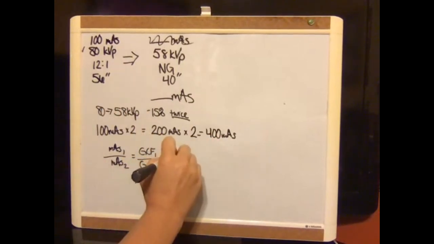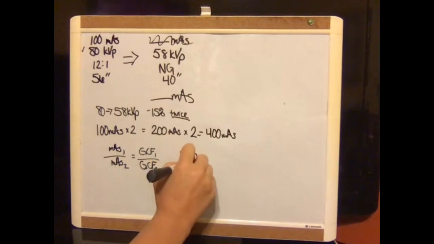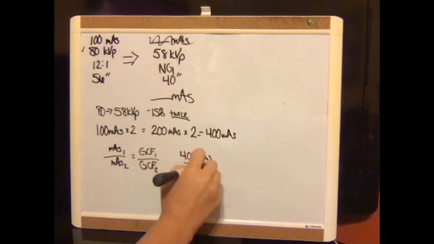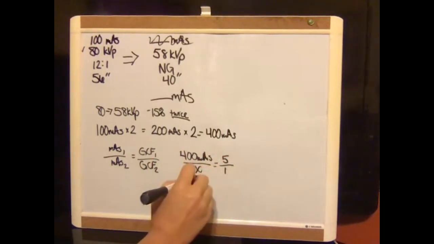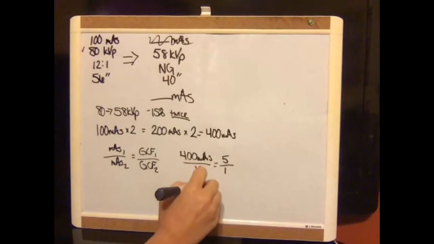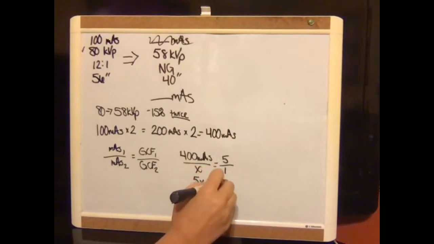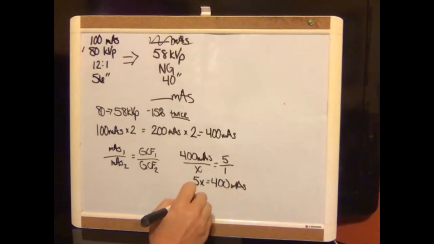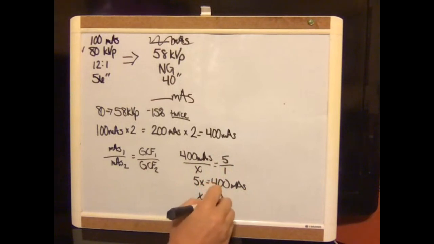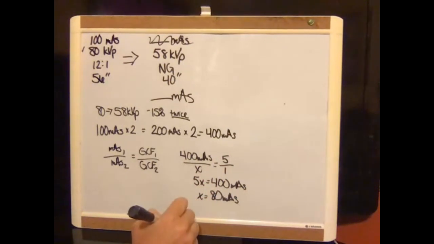So we're going to put 400 mAs over question mark is equal to 5 over 1. 5x is equal to 400 mAs. X is going to be 80 mAs. Yep, that's pretty awful looking on the screen. I was hoping it looked better on the screen than it looks in real life.